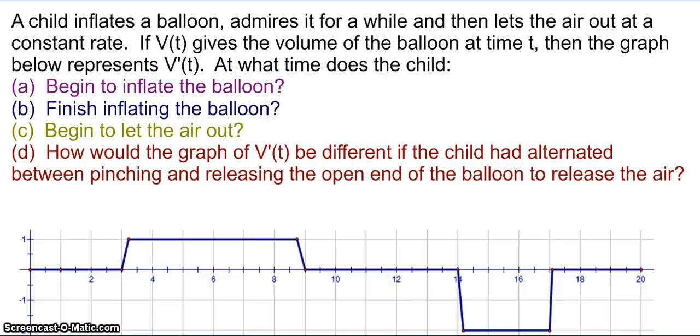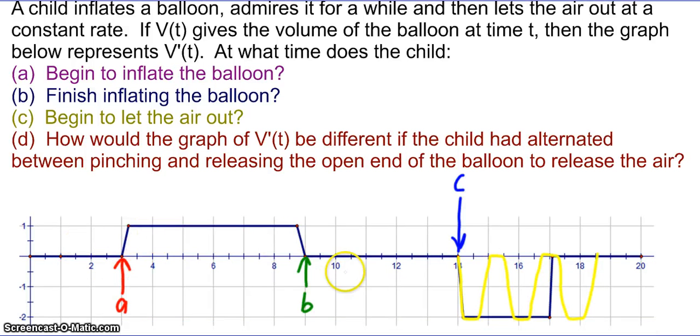So again, recognize that the graph here is V prime of t. So what does that mean? The rate of change of the volume with respect to time. So I want you to find or label the points A, B, C, and then draw a picture of what D would look like. Pause the video, unpause when you're ready to check your work.